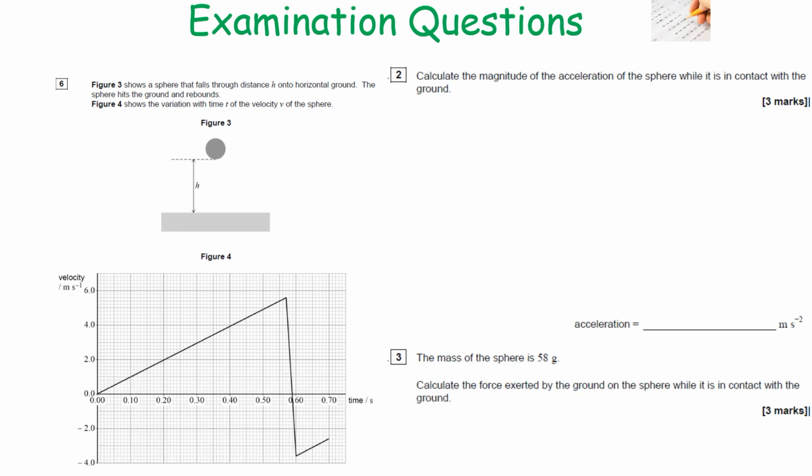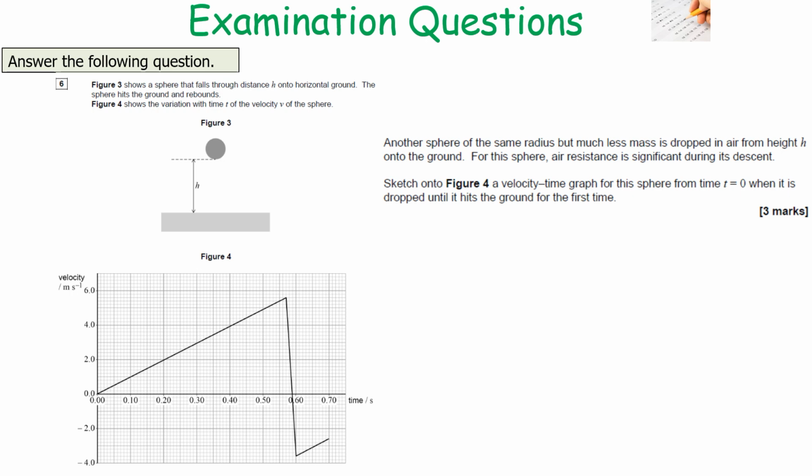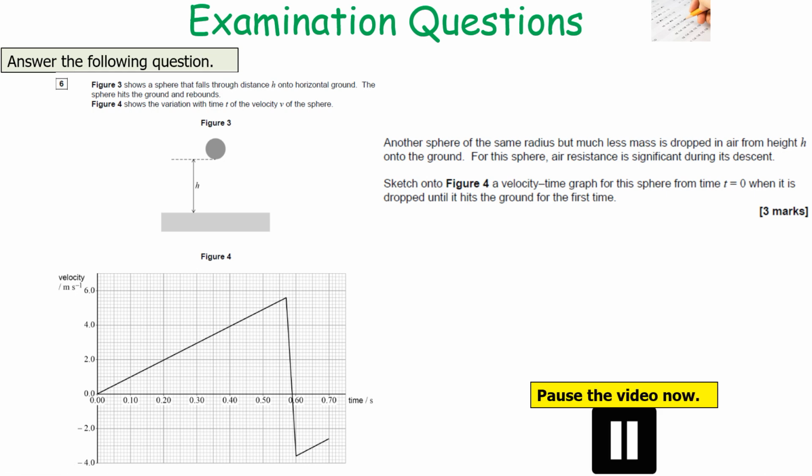Our next question says, here we've got another sphere of the same radius but much less mass, dropped from the height h onto the ground. For this sphere, air resistance is significant during its descent. Sketch on figure 4 a velocity-time graph for this sphere from time t equals 0 when it is dropped until it hits the ground for the first time. So pause the video now, then unpause the video when you want to go through your answer.